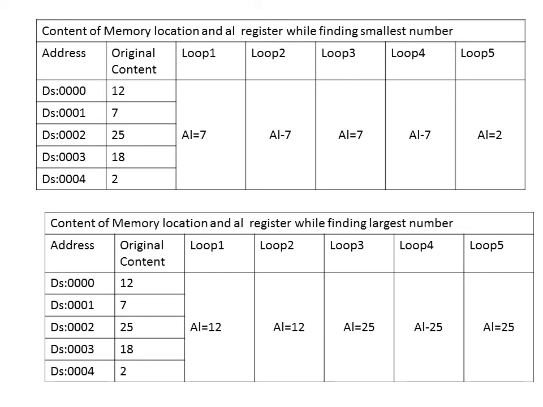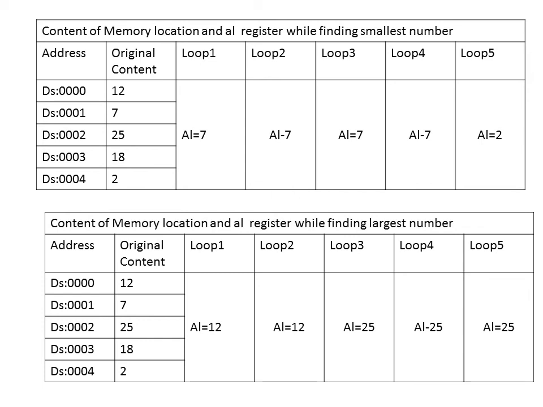In the first iteration for finding the smallest element, 12 and 7 will be compared and the AL register will contain 7. Then 7 will be compared with 25, and AL will remain 7. 7 will be compared with 18, AL will remain 7. 7 will be compared with 2, then AL will be 2.